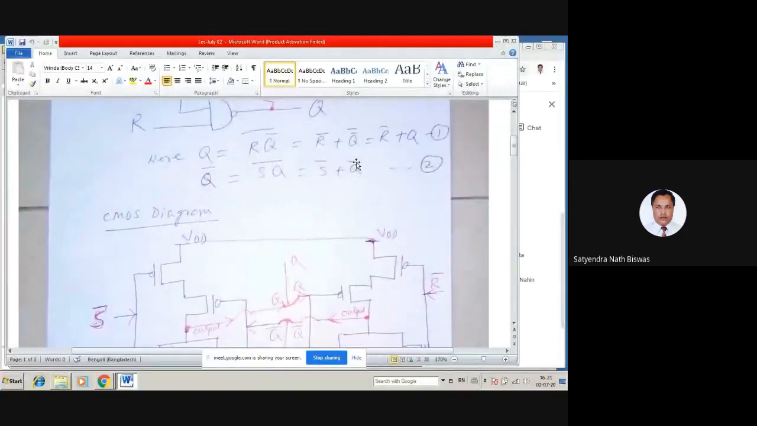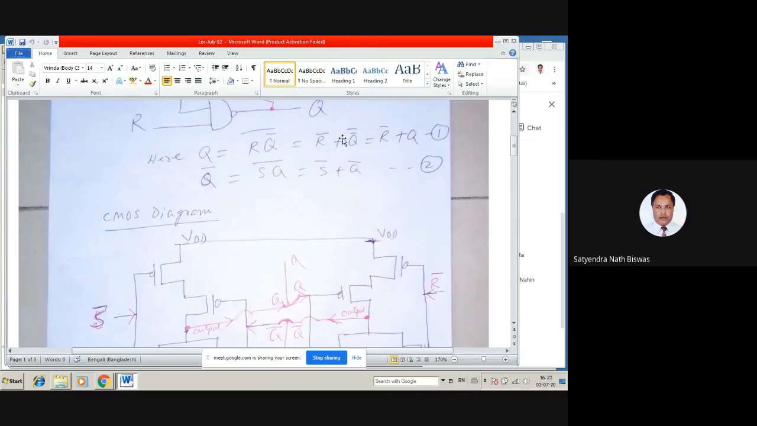And now, based on this equation, we have to draw the CMOS diagram as we have already learned. So now consider the first one. First one is first equation. Q is equal to R bar plus Q. Q is equal to R bar plus Q. So that means this is an OR gate. R bar plus Q is an OR equation of OR gate. So we already know how to design a CMOS diagram for OR gate. Right? And we also know that we cannot design the CMOS diagram for OR gate directly. It will turn into a NOR gate. Right?